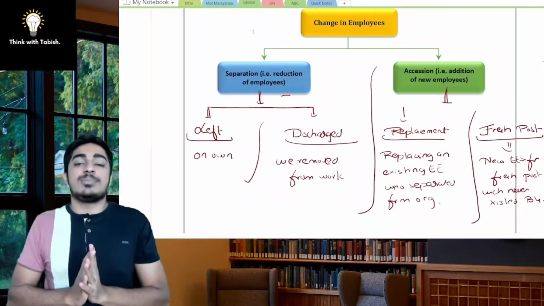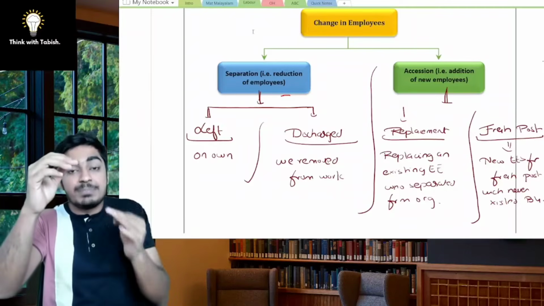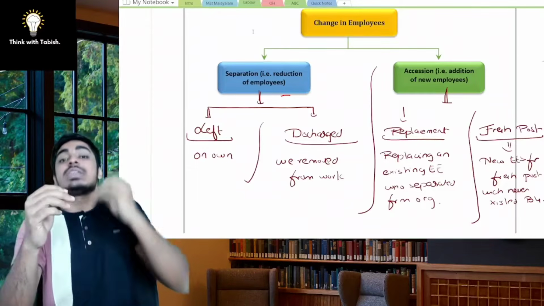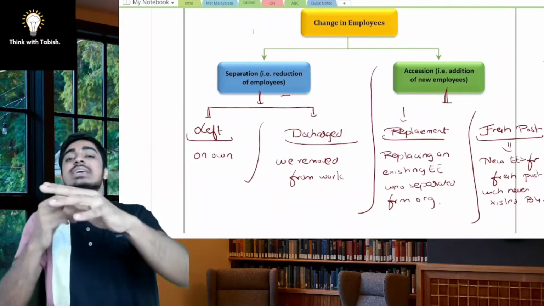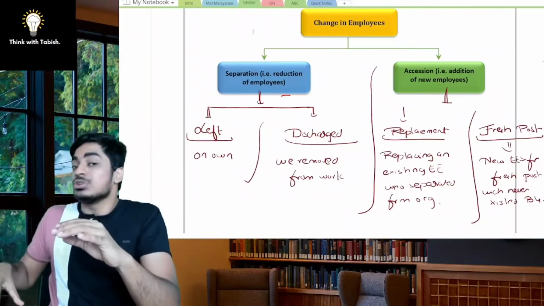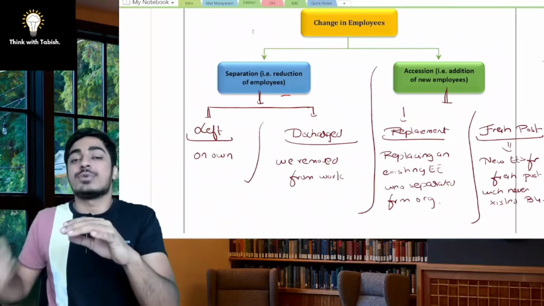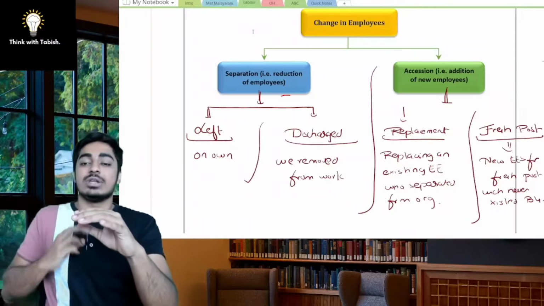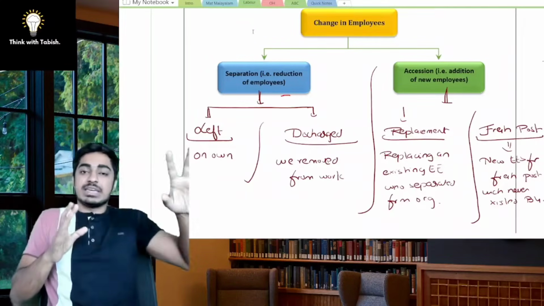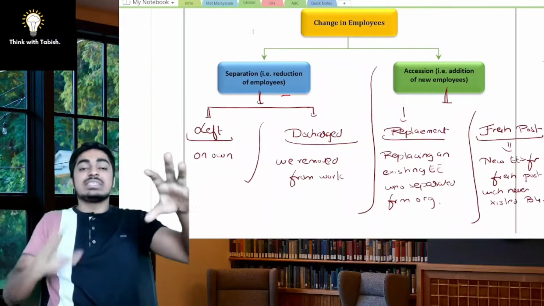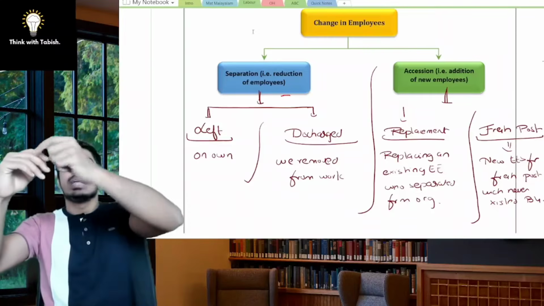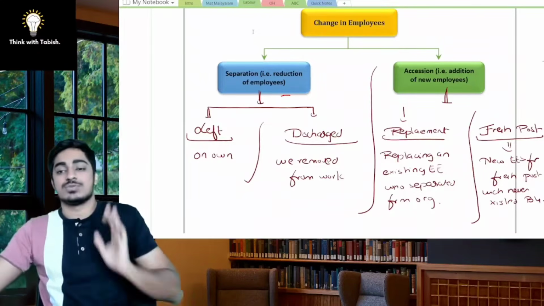Accessions, new addition to employees. It can be employees replaced. Some employee has left the organization. In his place, we are replacing a new employee. Or else it is an employee for a new fresh post. There is a new post coming in. We are starting a new product. For that, we want employees. For that, we are recruiting employees for fresh posts. So change in employees can be separation or accession. Separation can be employees left, employees discharged. Accession can be employees replaced or employees for fresh post.